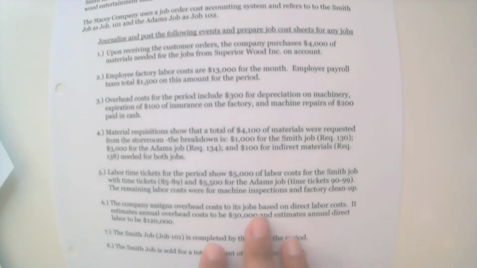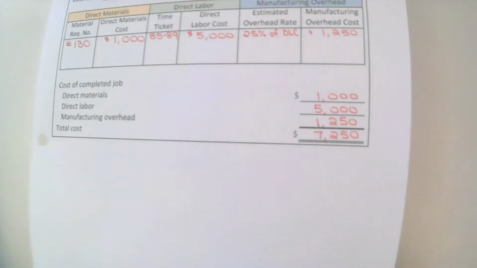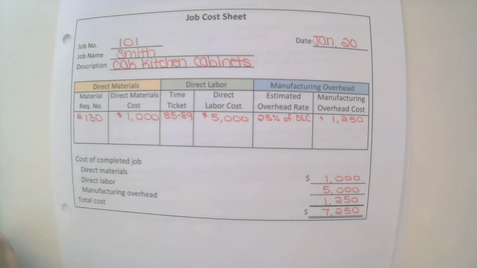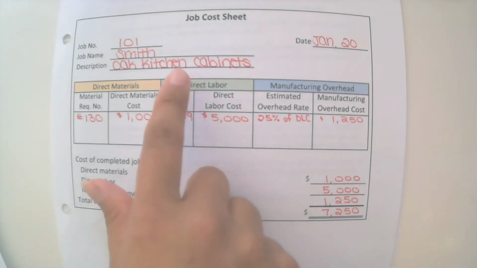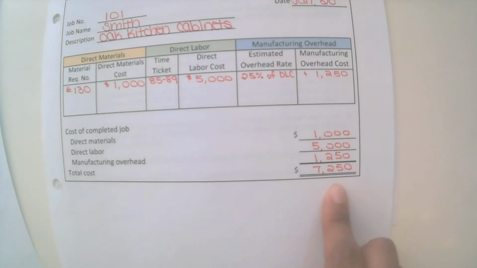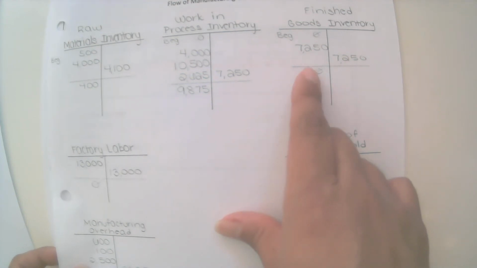What else? Let me just show you the job cost sheets. I'm going to post all these solutions as well. Okay, so your job cost sheet should look something like that for Smith and for Adams. And the one thing I wanted to show you, Smith was the job that was completed, right? And so that's why we see that amount coming out of work in process and going into finished goods.